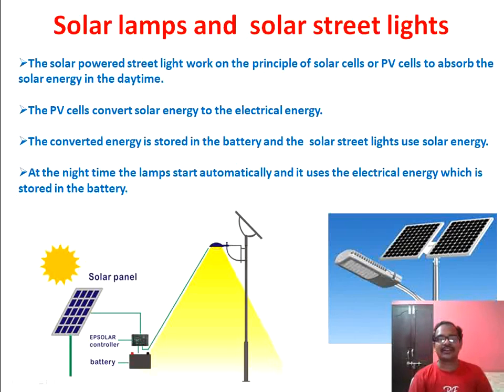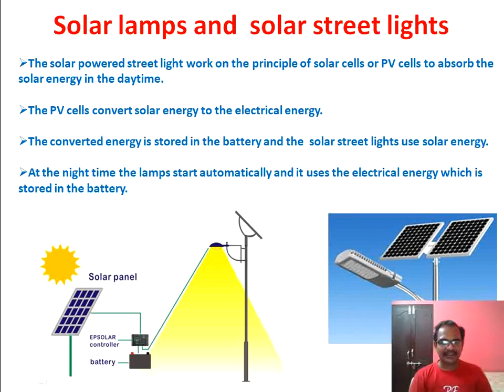Solar lamps or solar street lights. So what is this? A solar powered street light works on the principle of solar cells or PV cells to absorb the solar energy in the daytime. The PV cells convert the solar energy into electrical energy during the daytime. The converted energy is stored in a battery, and the solar street light uses this energy during the night time.